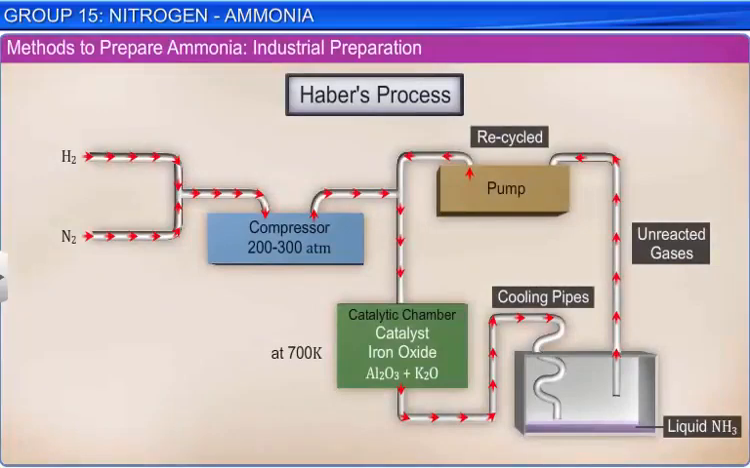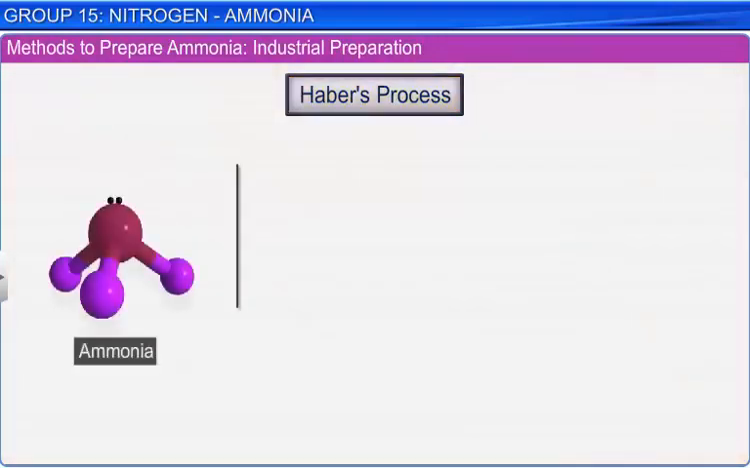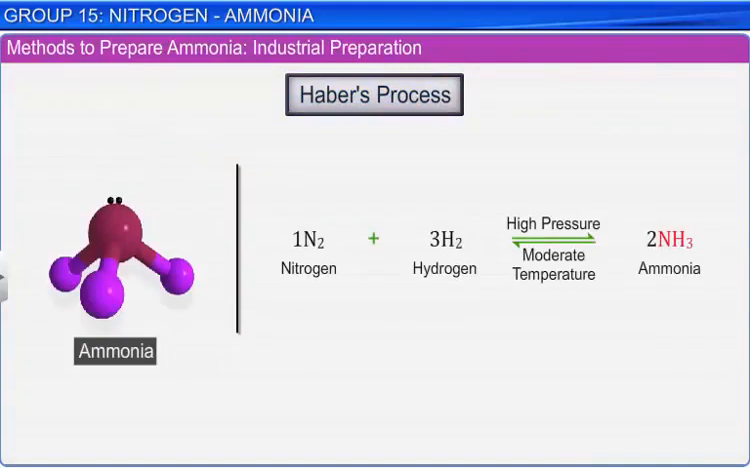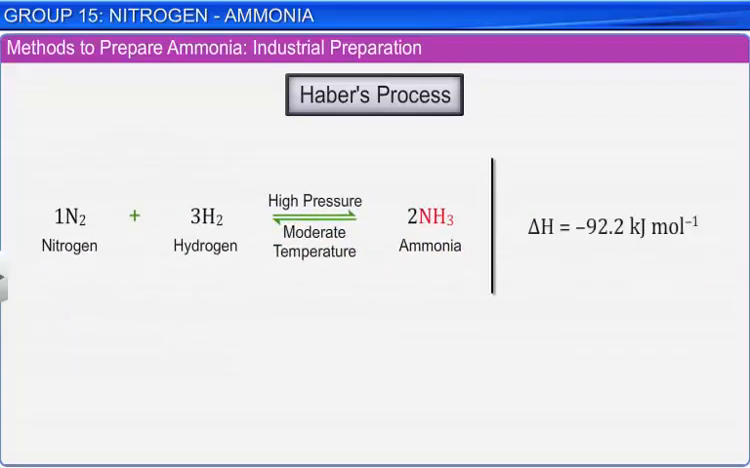On an industrial scale, ammonia is prepared by Haber's process. The constituents of ammonia, nitrogen and hydrogen combine in a ratio of 1:3 at high pressures and moderate temperatures to form ammonia. The reversible thermochemical equation corresponding to this reaction is shown here.